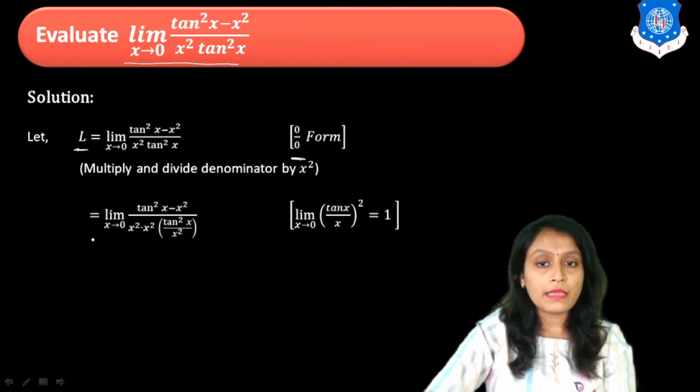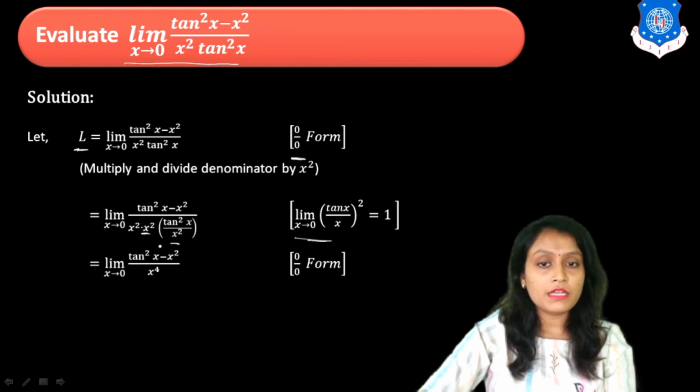So what will happen is limit x tends to 0, tan square x minus x square, this x square as it is. Now we will multiply by x square and divide by x square, so you will get this term. Now we know this formula, that is limit x tends to 0, tan x upon x is equal to 1. So we will use this. So this term will become 1, right? So what will remain is tan square x minus x square upon x raised to 4.